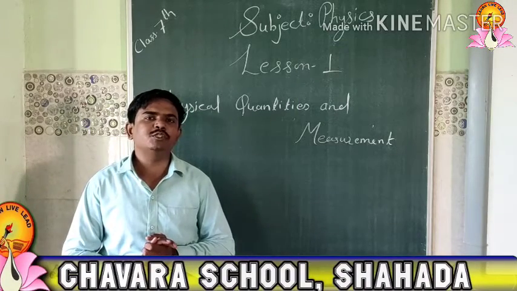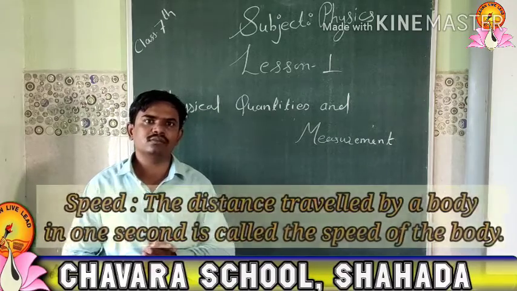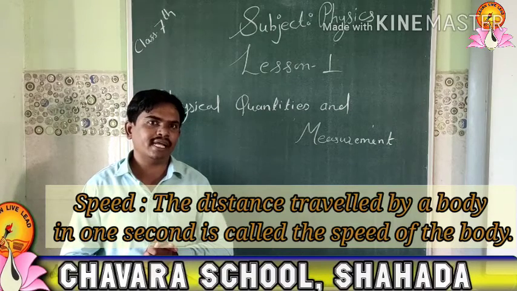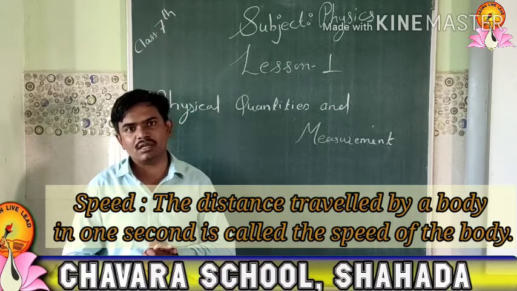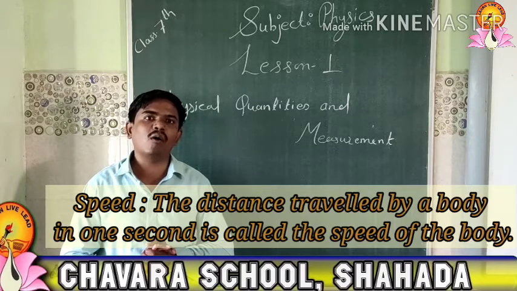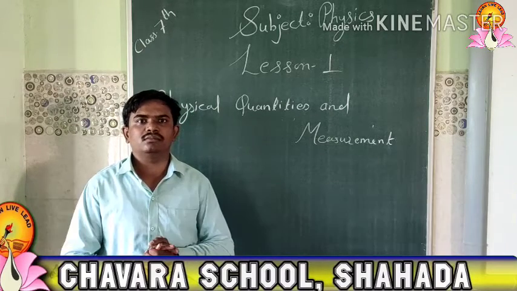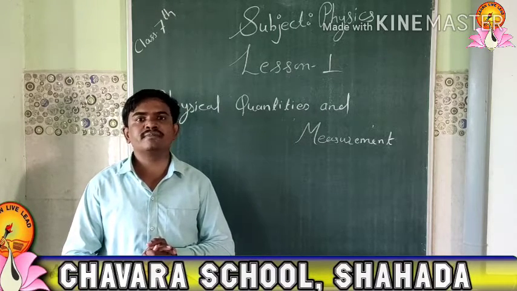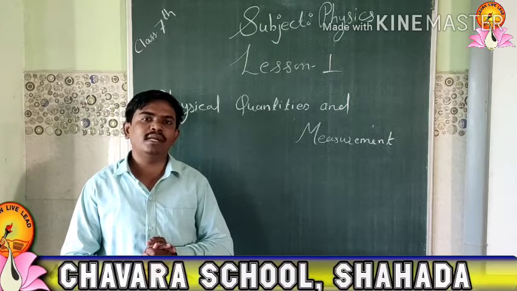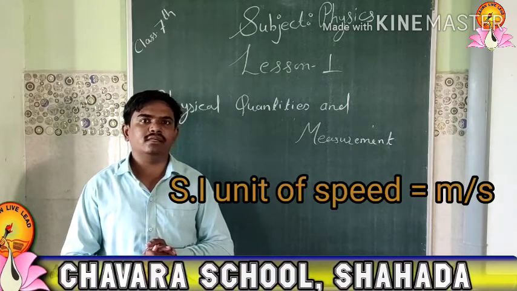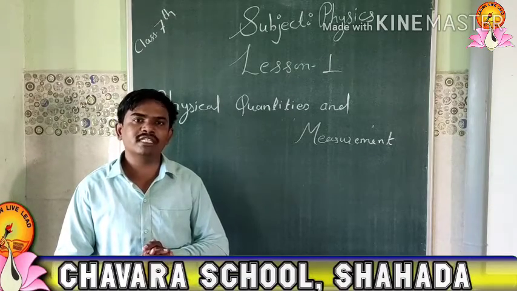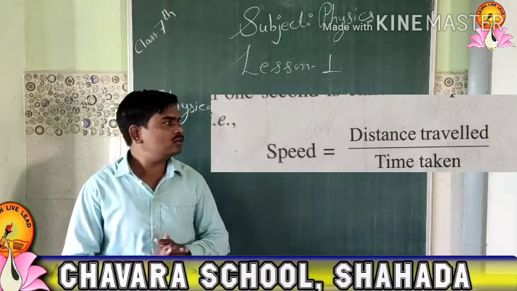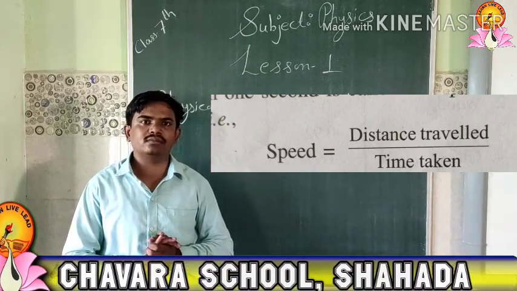Now students, I will teach you the definition of speed. The speed of a body is defined as the distance covered or traveled by a body in 1 second, and the SI unit of the speed is meter per second, and we will use the formula to calculate the speed. Speed equals distance traveled upon time taken.